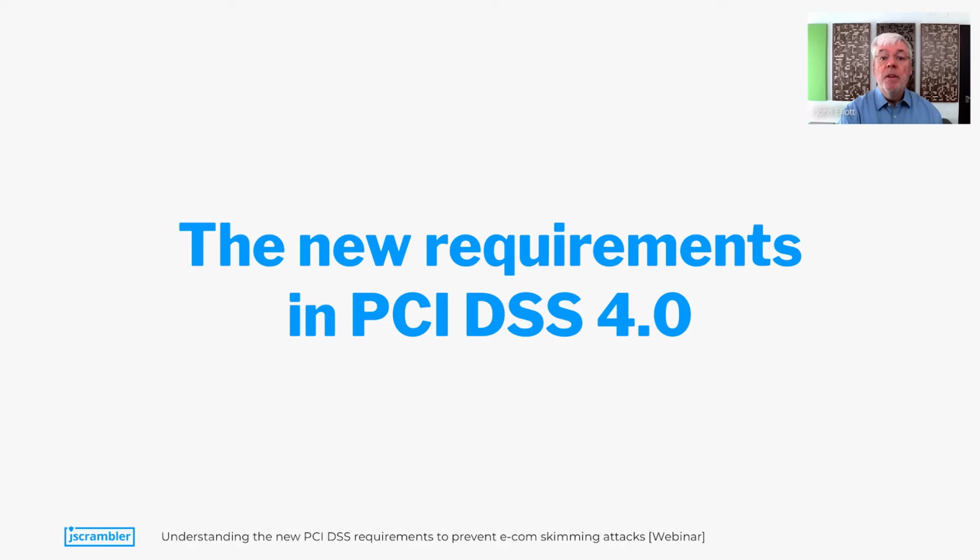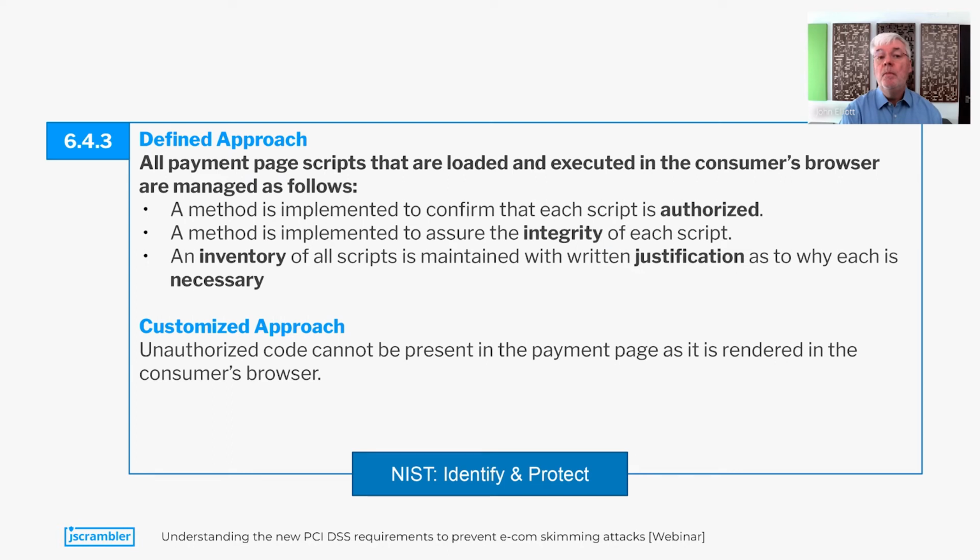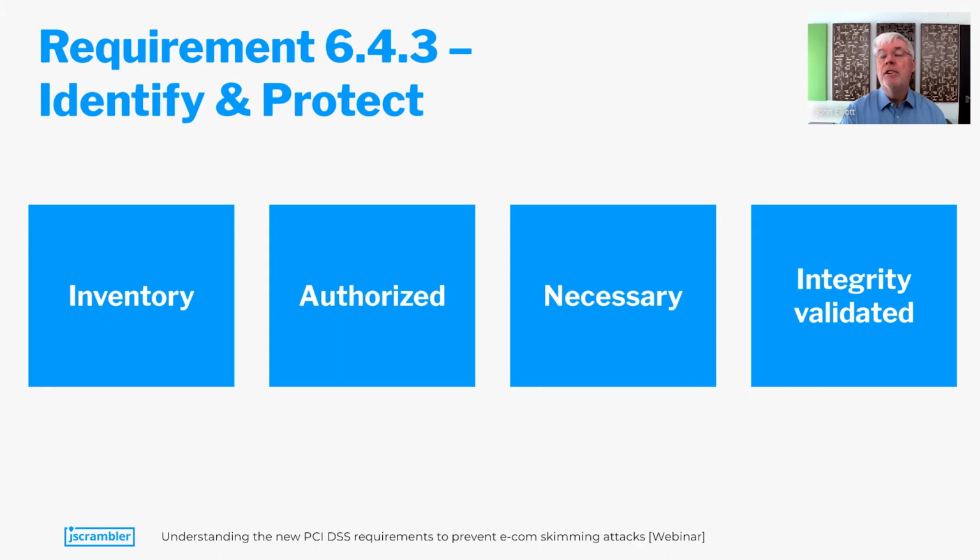To stop these attacks, version 4 of PCI DSS has introduced 2 new requirements. The first, requirement 6.4.3, is intended to manage and reduce the attack surface. It falls into the identify and protect domains of the NIST cybersecurity framework. You can see the requirement as it is written on screen, but basically it asks for these 4 things: that there's an inventory for every script on the page, that the inclusion of the script is authorized, that the script present on the page is necessary for a payment transaction, and finally that the integrity of the script has been validated. Let's look at each of these 4 things in a bit more detail.